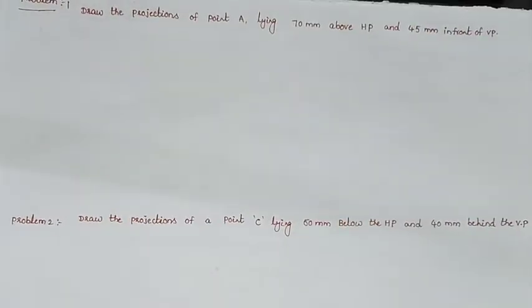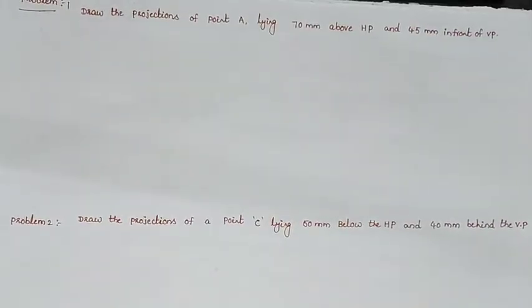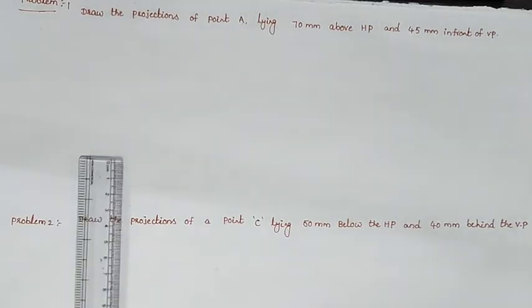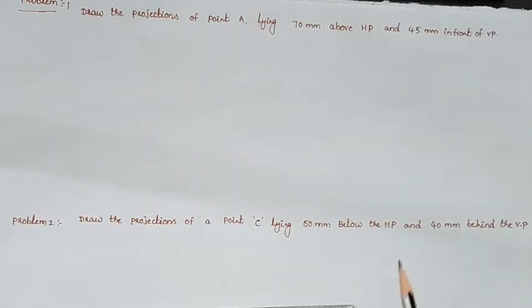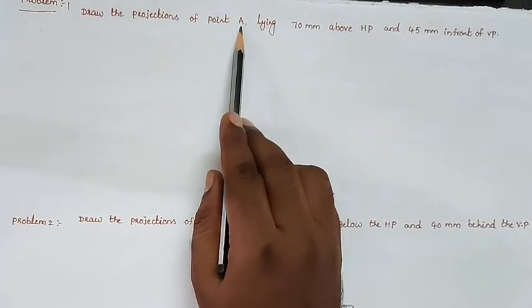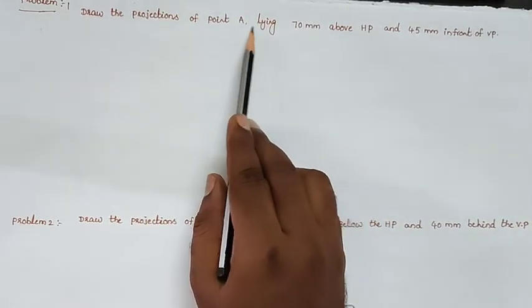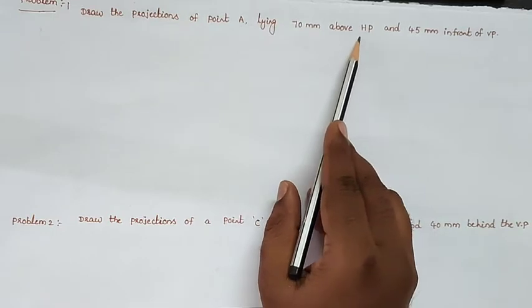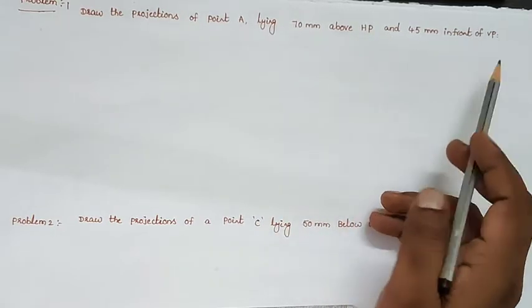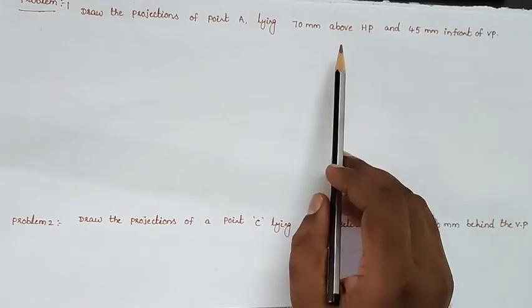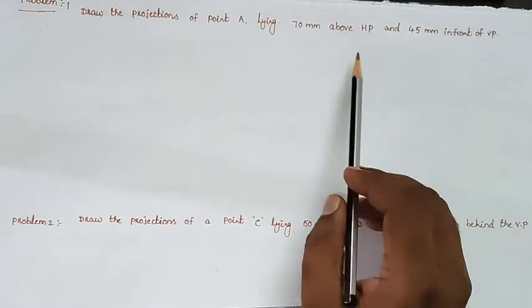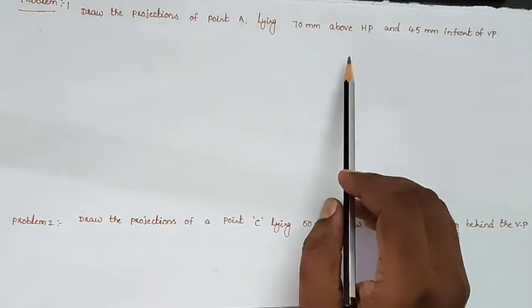So the first problem is here. They are giving: draw the projections of a point A lying 70 mm above the HP and 45 mm in front of the VP. So first of all we can identify the object, here A. The object is lying 70 mm above HP, 45 mm in front of the VP. So we can identify which quadrant the object is in. Above HP and in front of the VP means the object is in the first quadrant.